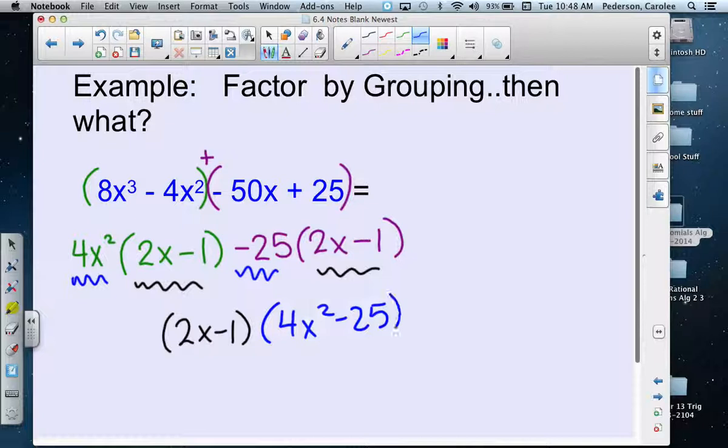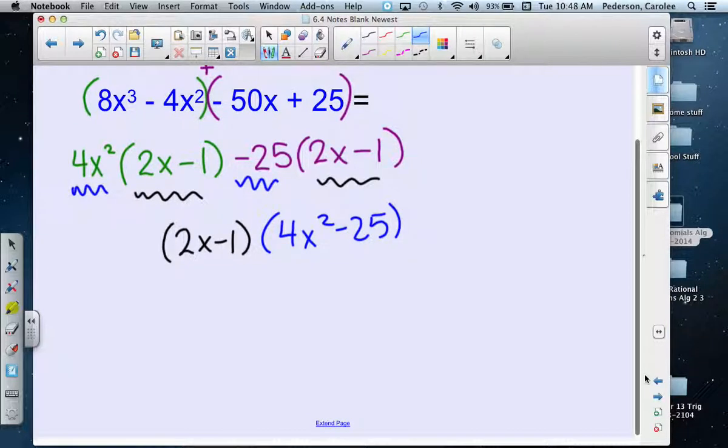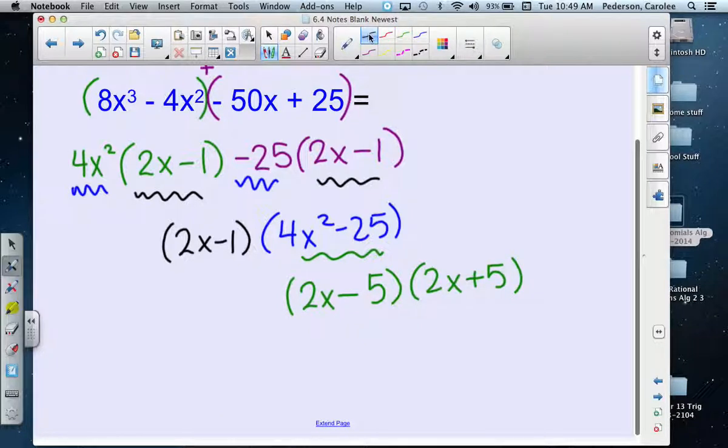That'll make up your second parentheses. Now we are not done quite yet with this problem. We've done grouping, but we look to see if any of the factors of those parentheses can be factored more. And that's what can happen with this 4x squared minus 25. That is the difference of two squares. So we have 2x minus 5 and 2x plus 5. And then we still have this black 2x minus 1 parentheses.